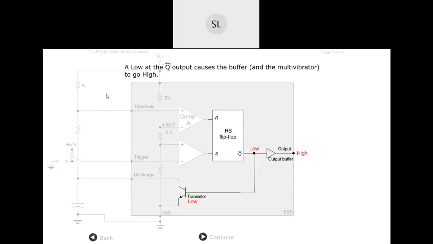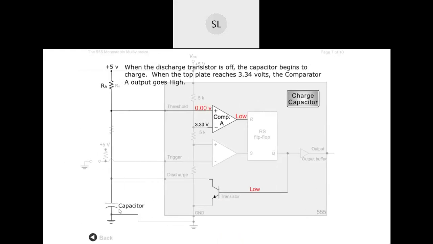Very good. Now, a low at the Q bar output causes the buffer to go high. That is, the output of this timer will be high. The transistor will be switched off now, and the capacitor will start charging towards VCC. As soon as the voltage across this capacitor reaches 2/3 VCC, that is equal to 3.34 volts, the output of this comparator goes high. So this capacitor will now start charging towards VCC.